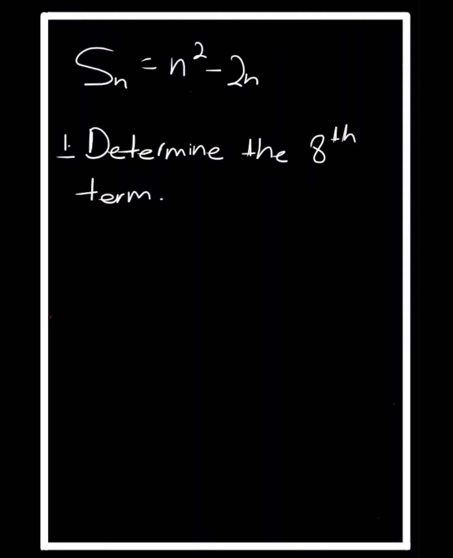The formula, we're not given the arithmetic series pattern, and we're asked to determine the 8th term of that sequence. So that's a bit of a curveball, but we're given that the formula for that arithmetic series is given by Sn is equal to n squared minus 2n. How do we go about that?